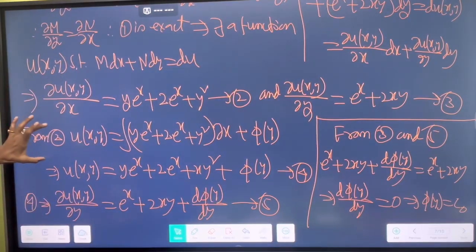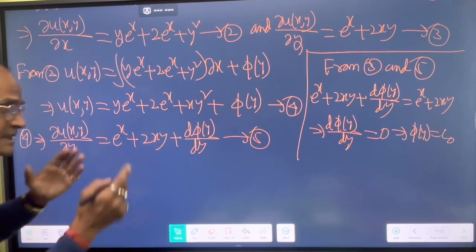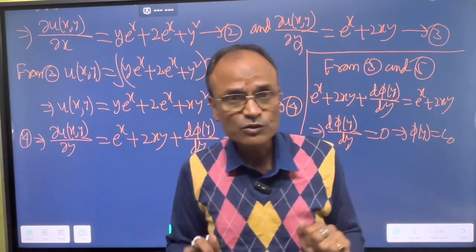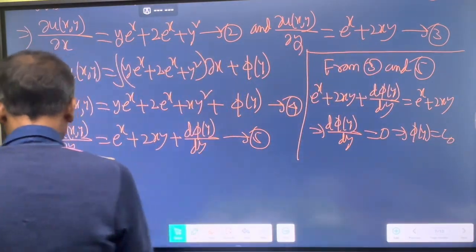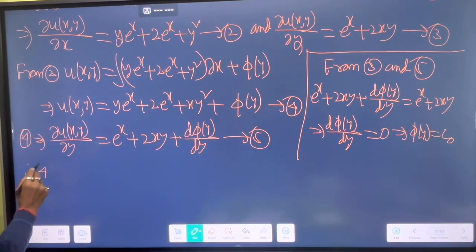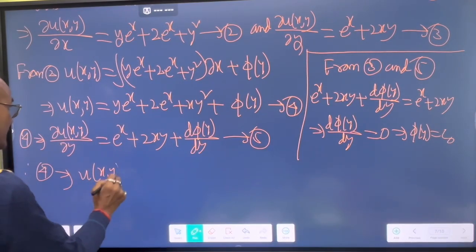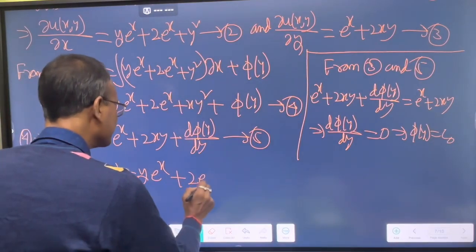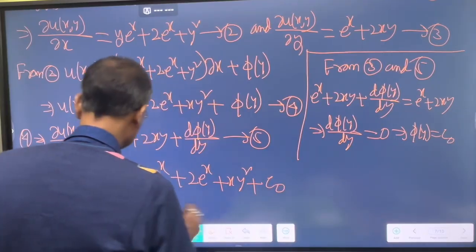Phi(y) equal to c naught. Now substitute the value of phi(y) in 4. Therefore, 4 implies, substituting the value of phi(y), U(x,y) equal to y e to the power x plus twice e to the power x plus xy square plus c naught.